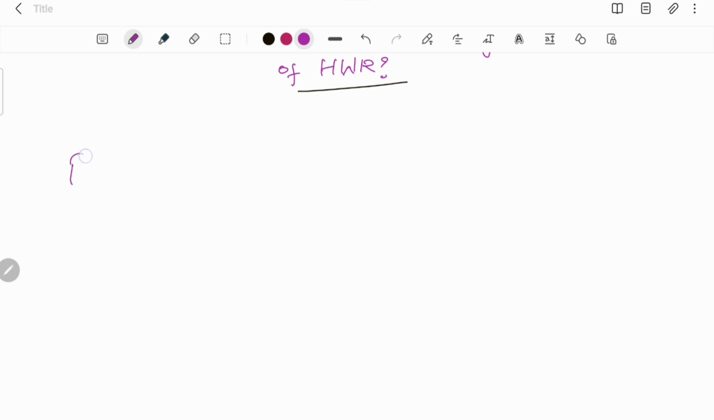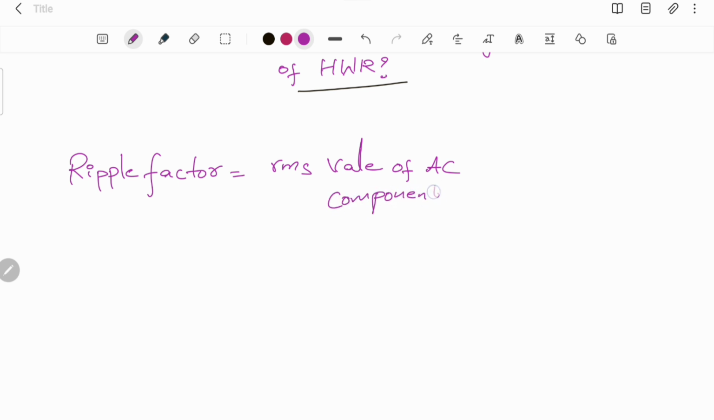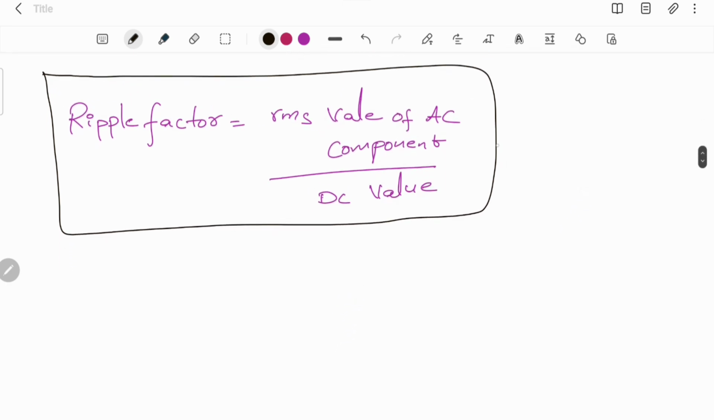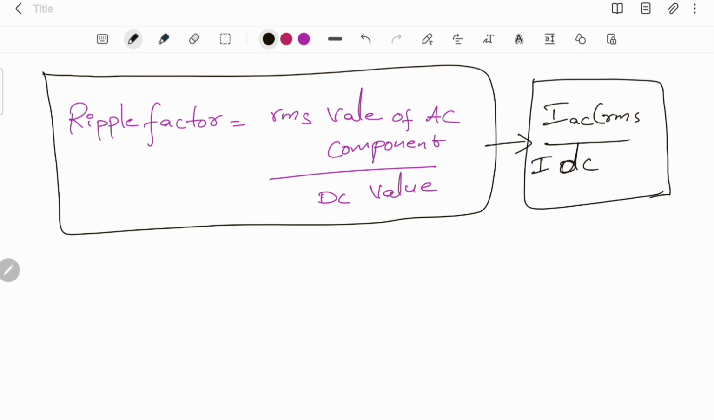So the formula is ripple factor is equal to the RMS value of the AC component to the DC value. So this is the formula. By using this formula, we can find out the ripple factor of the half wave rectifier. So from this formula, it is I AC RMS by the DC value, I DC. So we don't know the I AC RMS.